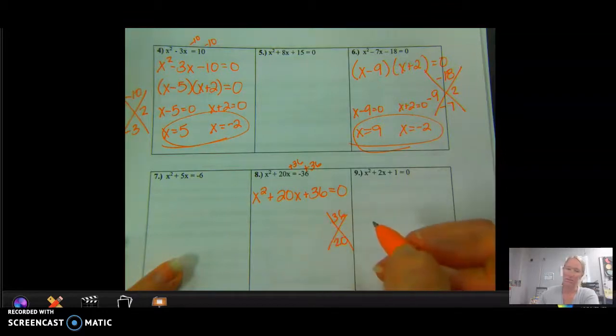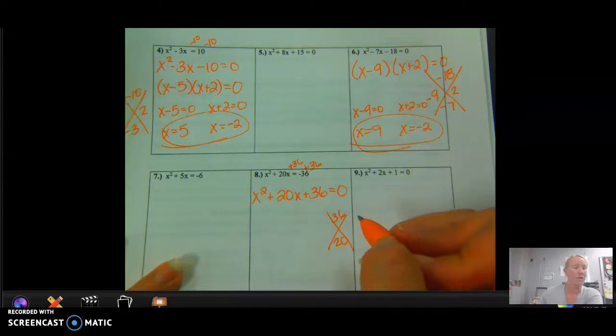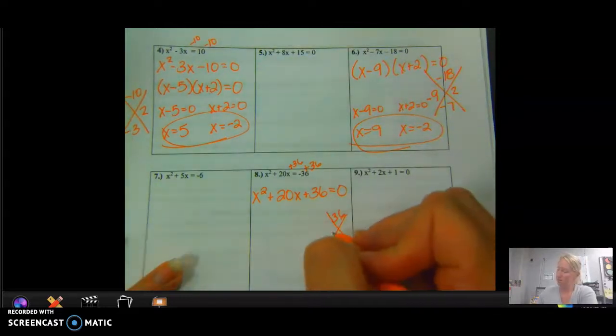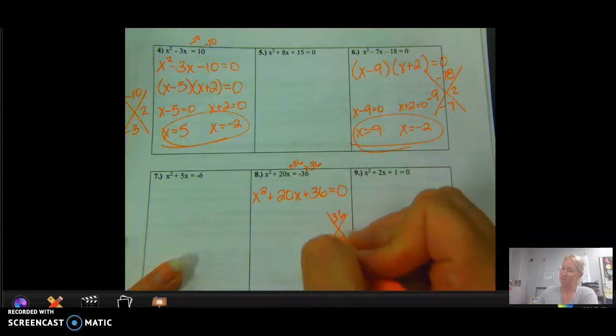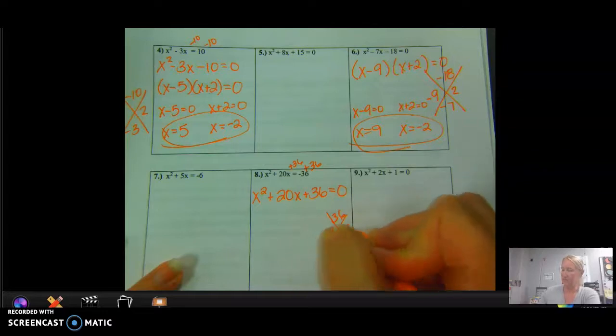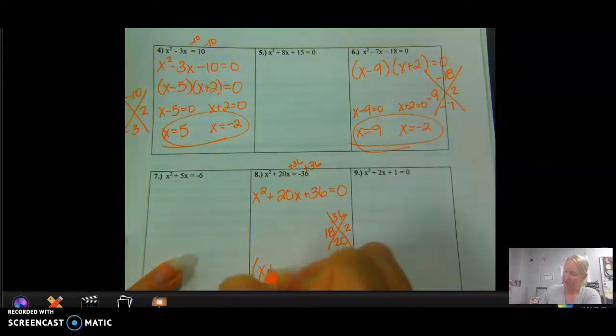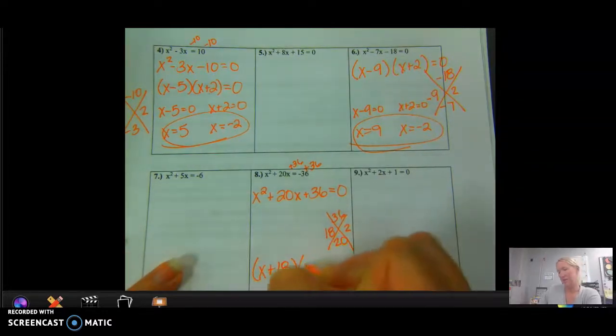Ooh, so 6 times 6 does not work. 36 and 1 does not work. 12, 24, 36, 12 and 3 does not work. 18 and 2 does work though. So x plus 18, x plus 2 equals 0.